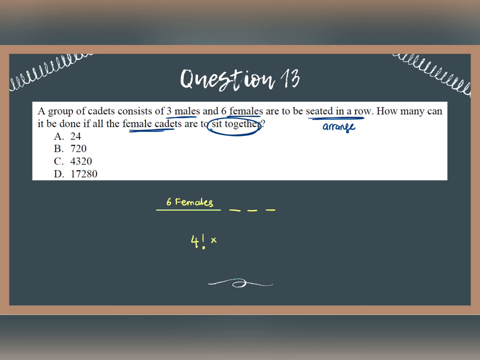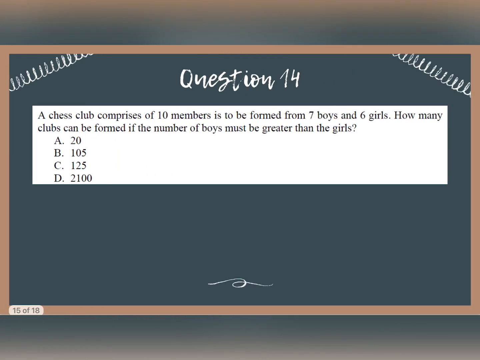Okay, and then dalam kalangan females, diorang boleh bertukar tempat. So that means it will be multiplied by 6 factorial. Okay, so that will be the working step. 4 factorial times by 6 factorial. We have 17280. And the answer will be D. Okay, so hopefully kamu faham ni. Okay, next. Question number 14.